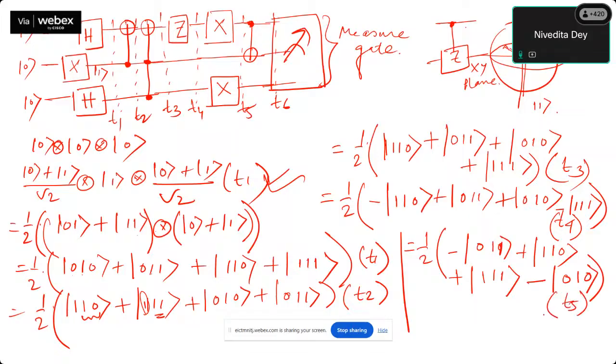Now what is the last step? Q1 is now control and Q2 is target. So Q1 control, no change. Q1 control, yes. Q2 is target.